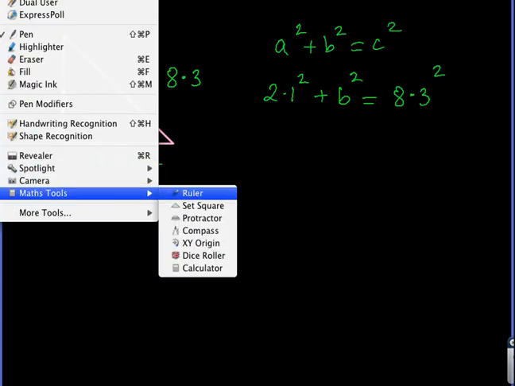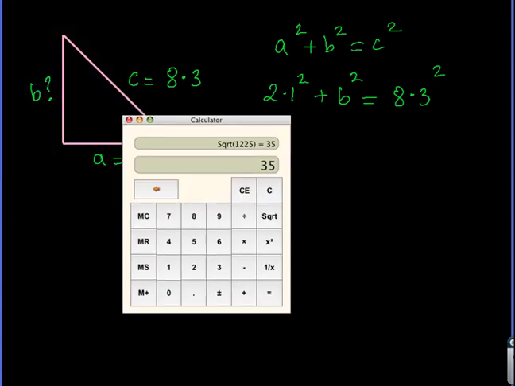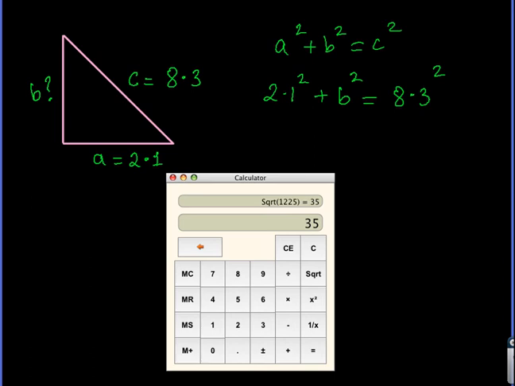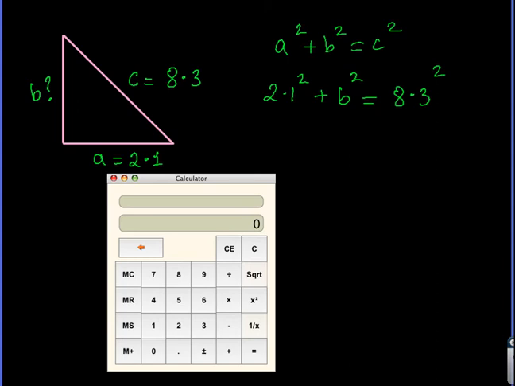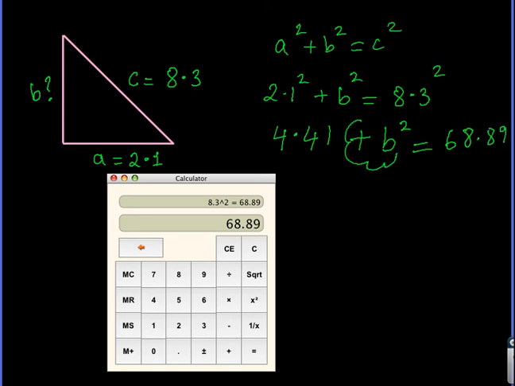So take the calculator, because we've got decimals here. You're not going to be expected to multiply decimal numbers. So take the calculator. So we're going to do 2.1 squared. That gives you 4.41 plus b squared is equal to 8.3 squared. So 8.3 squared, which gives you 68.89.